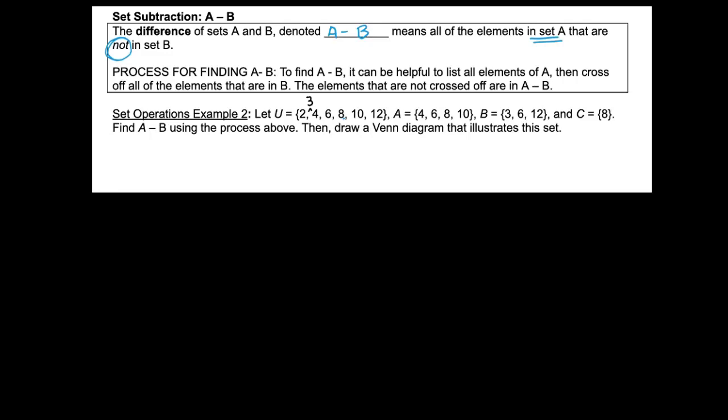The process above says that in order to find A minus B, it'll be helpful to list all the elements in A first. So I'm going to list out A. Even though it's written in the problem, I like to write it out again so I can look only at A. Then I'm going to cross off all the elements that are in B. B is the elements 3, 6, and 12. If I see any of those in set A, I'm going to cross them off. There isn't a 3, there is a 6, so I cross that off, and there isn't a 12, so I don't worry about that. And so A minus B is just going to be the set 4, 8, and 10.